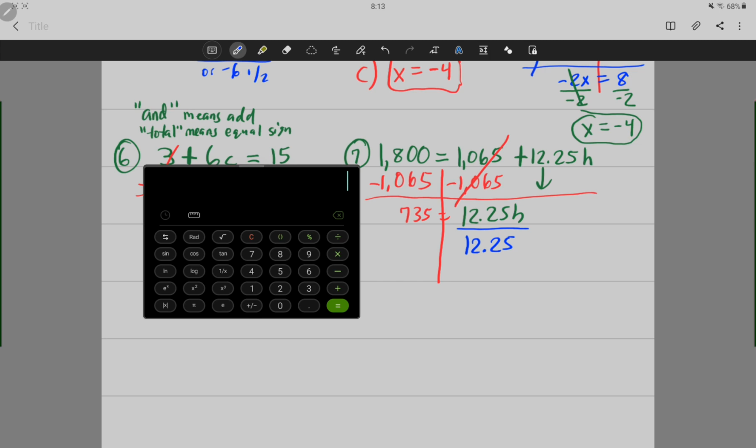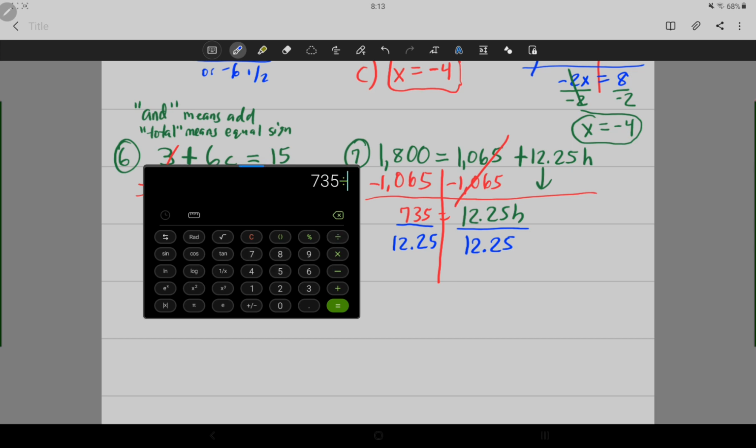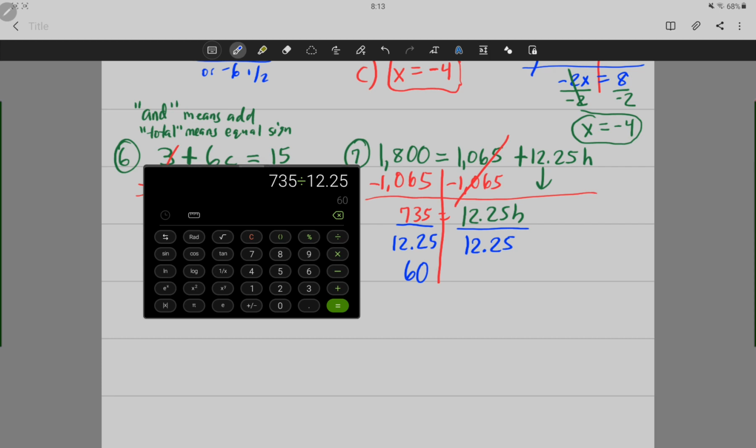Whatever we do on one side, we do the same thing to the other. So also divide that by 12.25. We have our calculator ready. Let's use it. 735 divided by 12.25. That's 60. So 60, bring down equals. Right side, 12.25 divided by itself is 1. Don't put 1, just cancel. But we do have the letter H by itself. Bring that down. So 60 equals H.